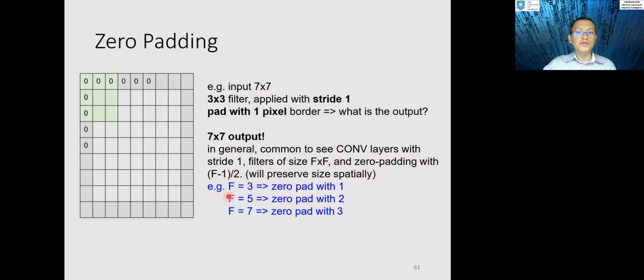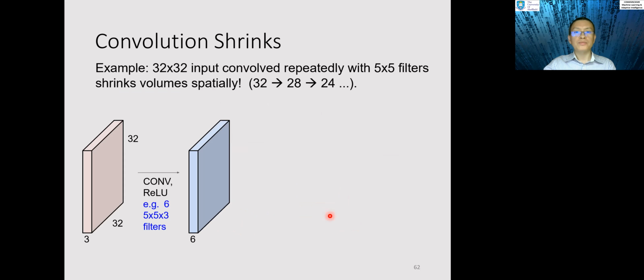So when we have a filter of 3 by 3, we do a zero padding of 1 zero on each side. And if our filter size is 5, we pad 2 zeros on each side. And if we have a filter of 7, we pad 3 zeros. Without padding, we can see that the convolution will actually shrink our image.